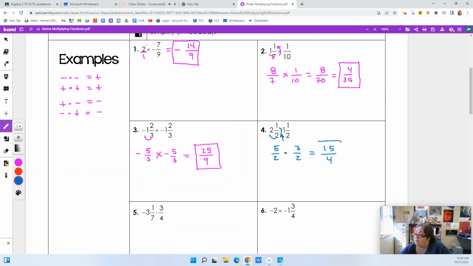And 15? Well, yes, and 15, but 15 definitely doesn't go into 4. If one number is odd and the other is even, how does it go into it?